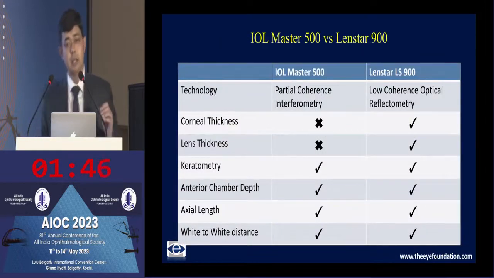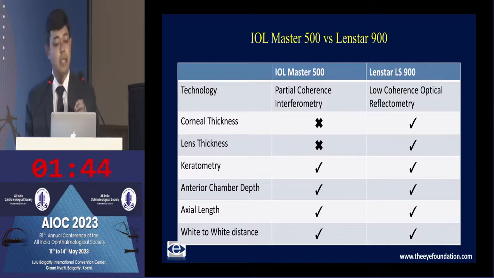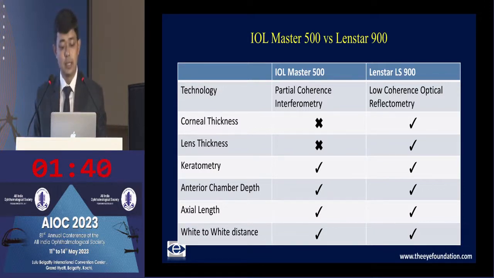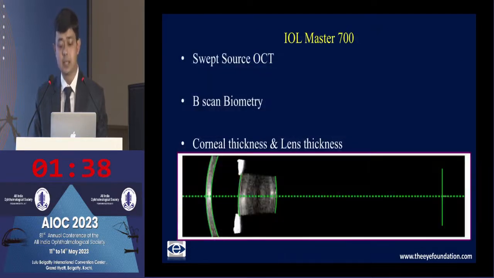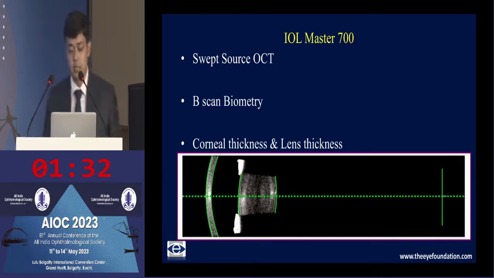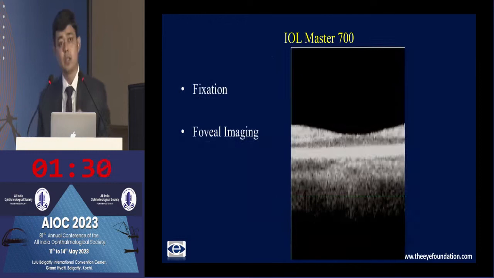And they are able to give us a true B-scan biometry, and therefore you get very accurate measurements of the corneal thickness, anterior chamber depth, and lens thickness, which was not as accurate in the previous iterations of the IOLMaster 500 or the other devices. It also has a foveal pit which can be imaged, and this really allows us to know whether the patient is fixating accurately or not. Previously, we had to rely on the patient to fixate.